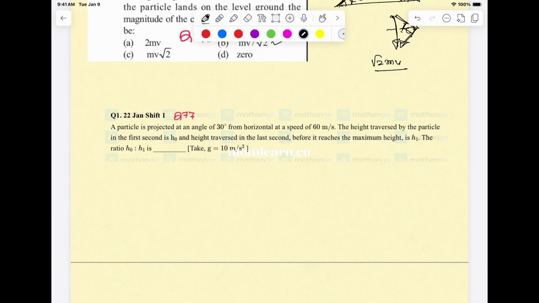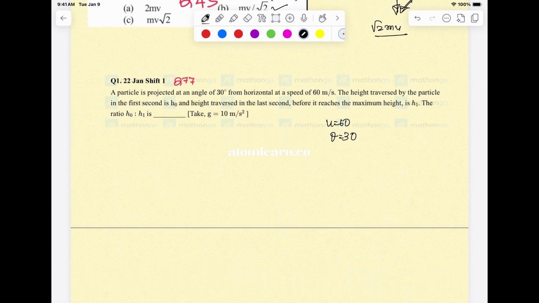A particle is projected at an angle 30 degrees from the horizontal with a speed of 60 meters per second. U equal to 60, theta equal to 30. The height traversed by the particle in the first second is h0, and the height traversed in the last second before it reaches the maximum height is h1. The ratio of h0 to h1 is? Now there is no direct formula for this. This is a concept which you will have to work out.